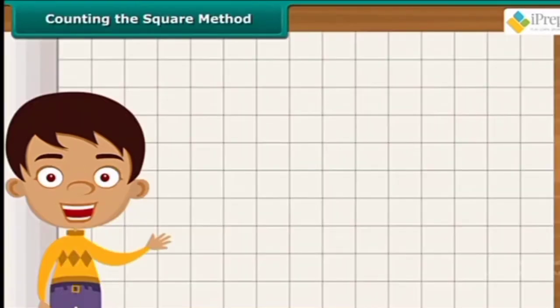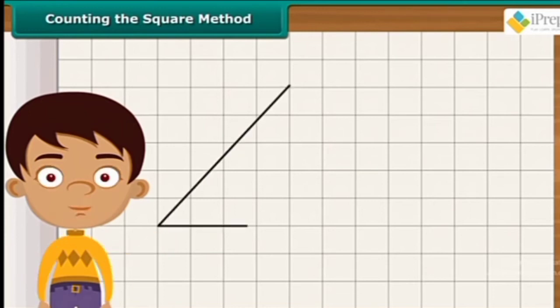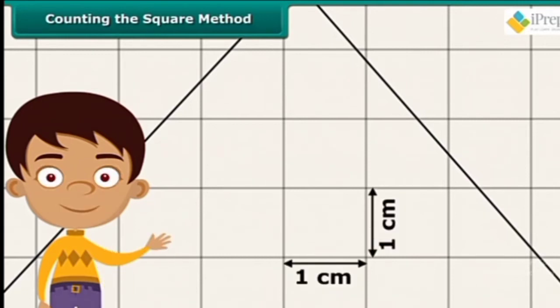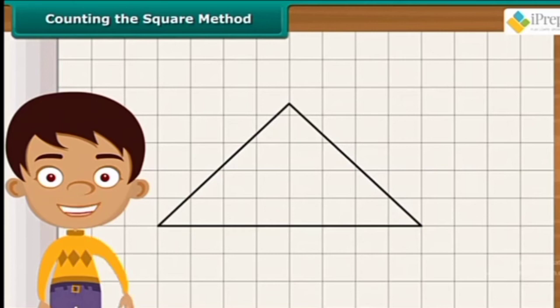Let's calculate area with the help of a simple method. It is known as the counting the squares method. Draw the triangle on the squared paper. Each square has a side of 1 centimeter. First, count the complete squares enclosed by the triangle. Mark each of these squares as A.